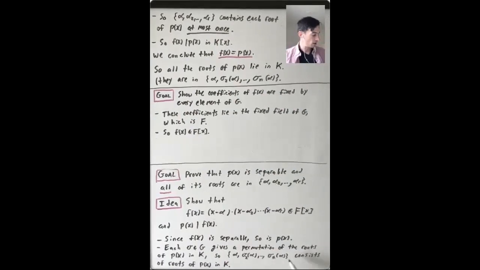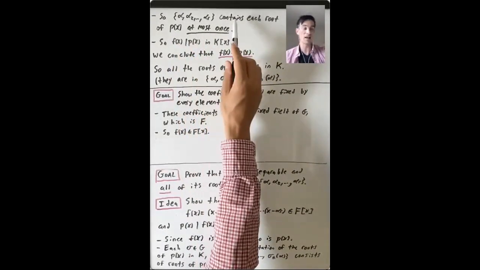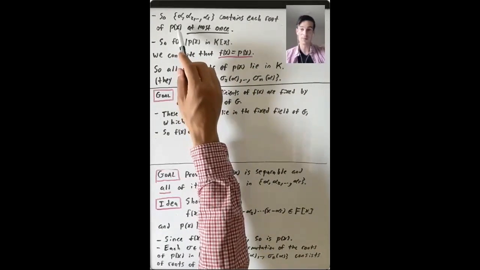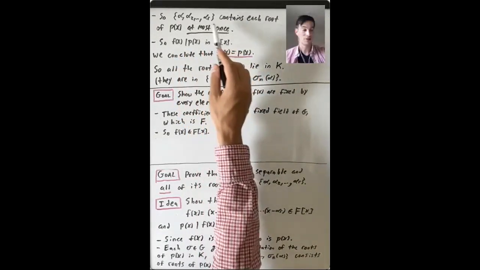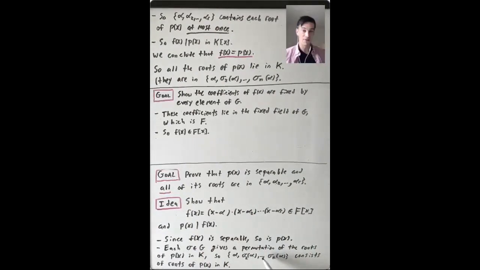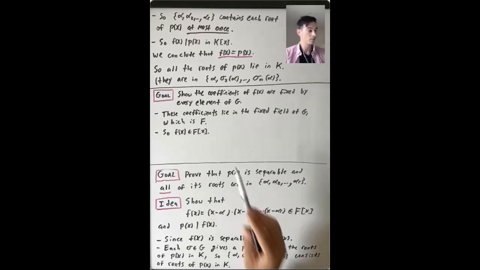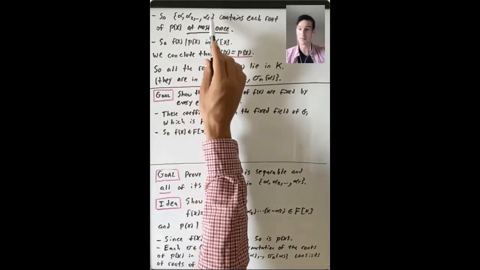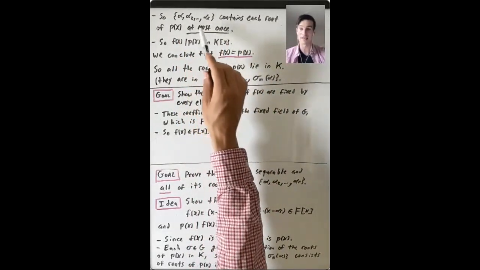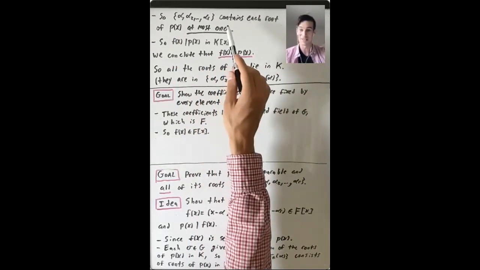So what are the distinct elements in this collection? Well, this collection has a bunch of roots of P of x. So if you take the distinct elements, you contain each root of P of x at most once. So maybe you have some root of P of x that occurs like 10 times in here. When you take the distinct elements, you would get that root once. But maybe you have some root of P of x that doesn't occur in this collection at all. When you take the distinct elements, it still doesn't occur. So in this set, alpha, alpha 2 up through alpha r, you contain each root of P of x at most once, either 1 or 0 times.